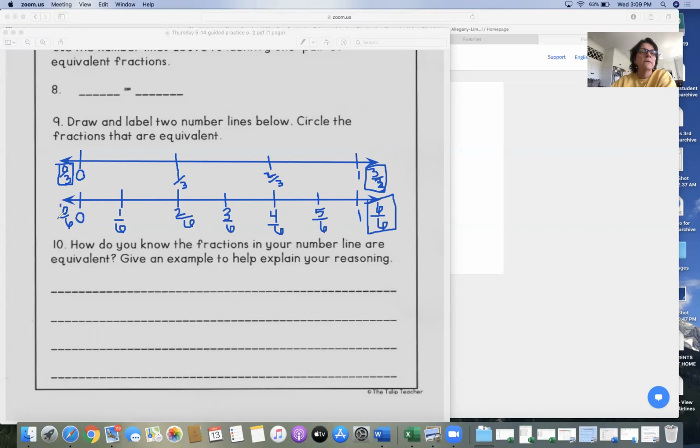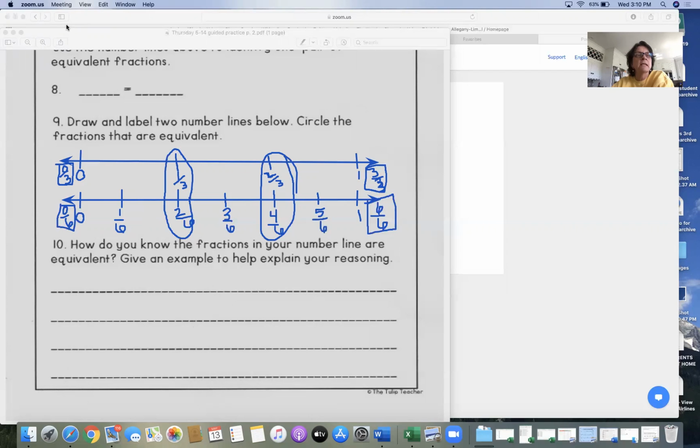All right, now our directions said to draw and label 2 number lines below and then circle the equivalent fractions. So here we go. I'm looking at the fractions that are at the same point on the number line, and I can circle them because they're right above each other. So 1 third and 2 sixths are equivalent fractions. And then over here, 2 thirds and 4 sixths are equivalent fractions. Same point on the number line. The only difference is the bottom number line is divided into twice as many parts. So instead of 3 equal parts, we have 6 equal parts. So you need 2 sixths in order to equal 1 third.